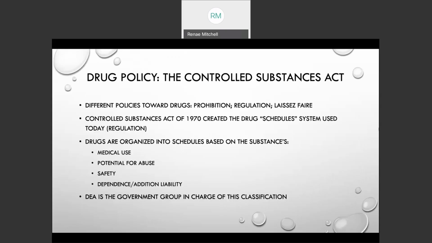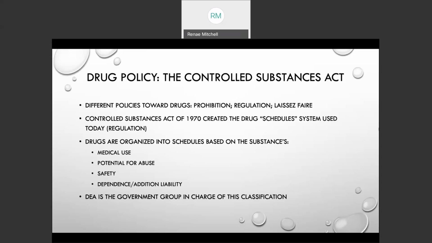So the Controlled Substances Act is currently the law of the land in the United States in terms of our policy towards drugs. There are three different ways that a government system could approach drugs. One is prohibition, so just outright banning it. Another is regulation, having some laws or rules around its possession and distribution, or a laissez-faire attitude, which would be just fair game, government doesn't care, do what you wanna kind of attitude towards drugs.